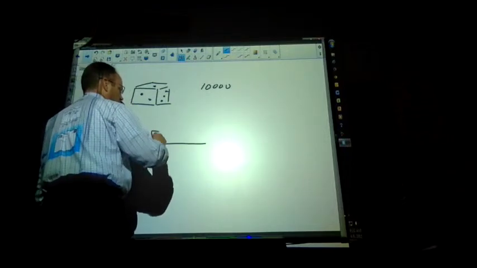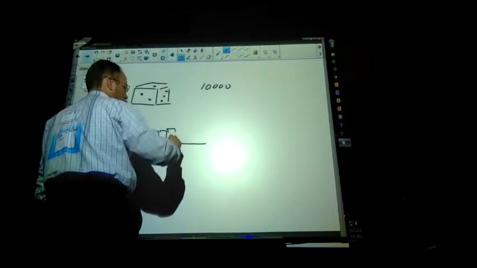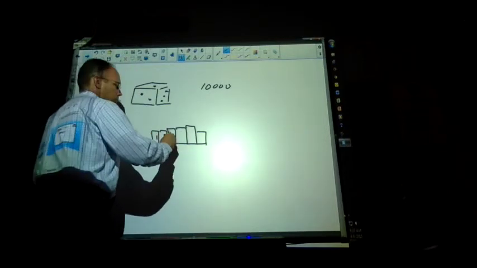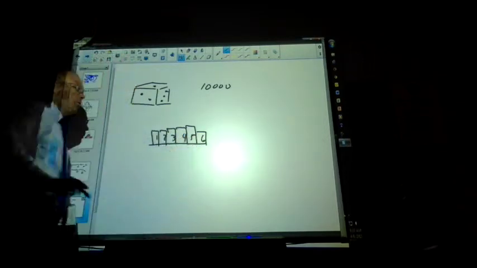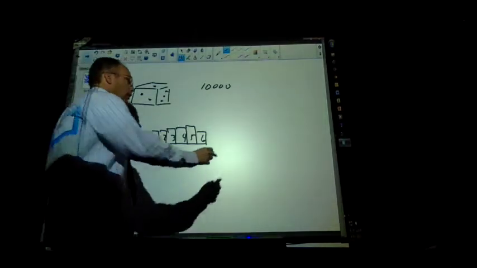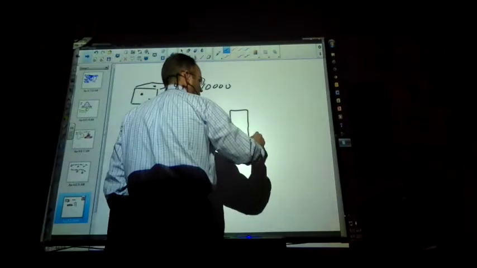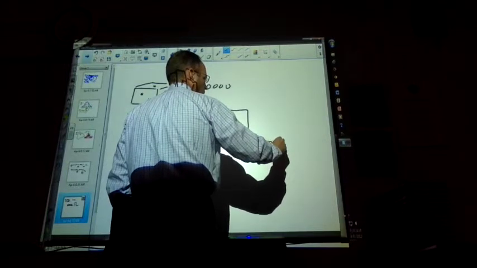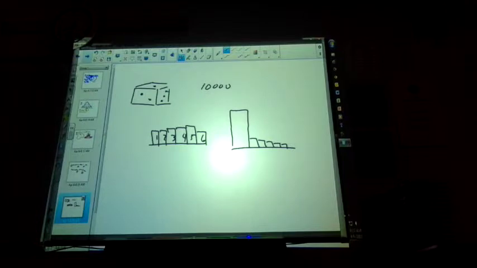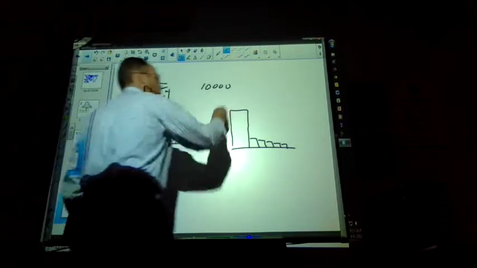Would you feel that, if you rolled 10,000 times, that could be about the shape of your findings? Would you feel that it could be this? Probably not. Could this happen when rolling a die?